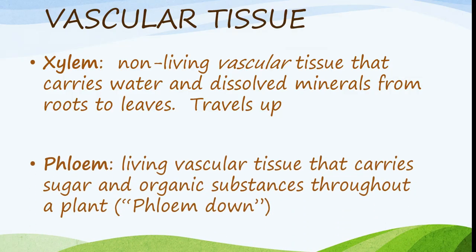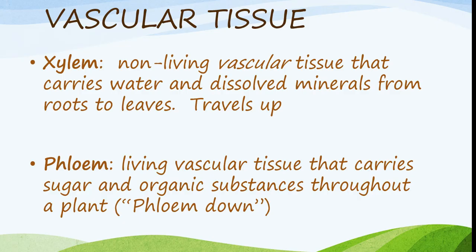And then we have phloem. That's the living vascular tissue that carries sugar and organic substances throughout a plant. It phloem down, okay? So the water's coming from the roots going up to the plant. Where's the water going? To the leaves. For what purpose? Photosynthesis. Once photosynthesis has done the job of making what it's going to make, that would be the sugars and things, it's going to send that to the rest of the plant by way of the phloem.